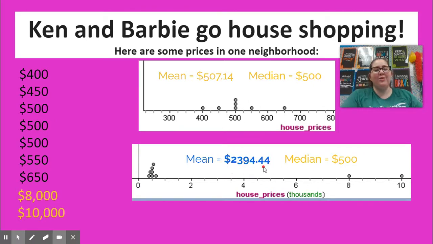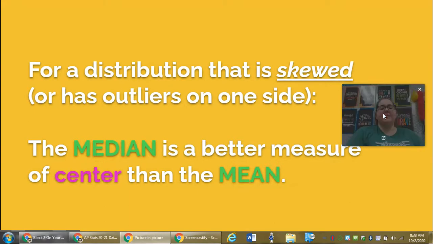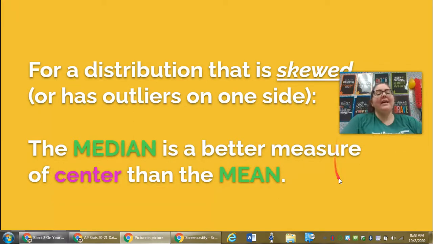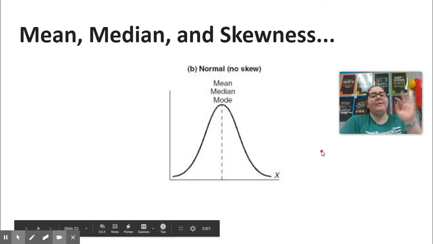It makes you think that most of the houses are in the thousands of dollars, when really what's typical for most of the houses is closer to this 500. So the whole point of that is to say that if we have a distribution that is highly skewed in one direction or has outliers on one side, especially major outliers, the median is a better measure of center than the mean.